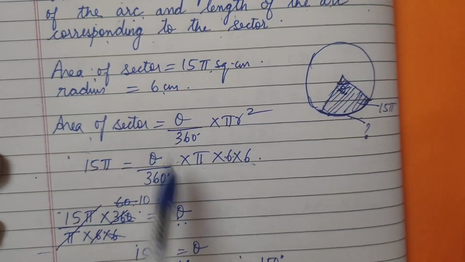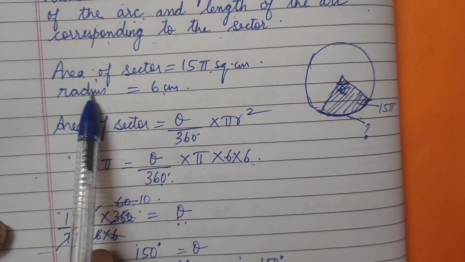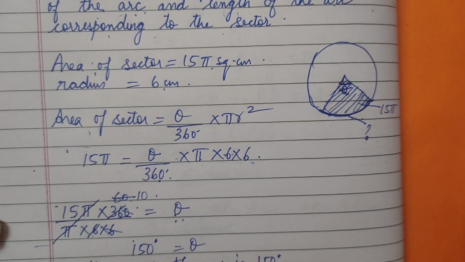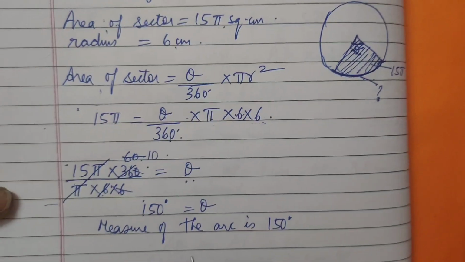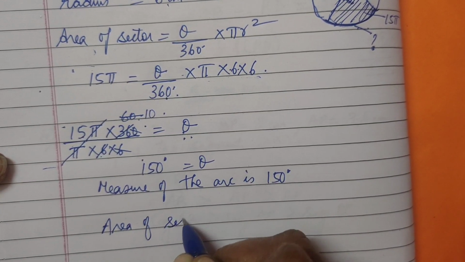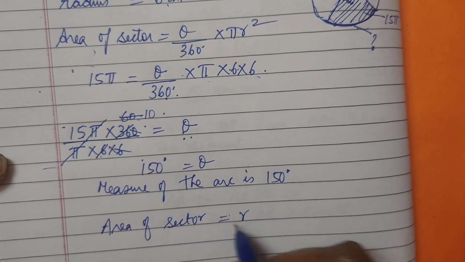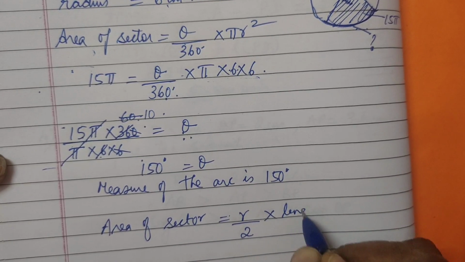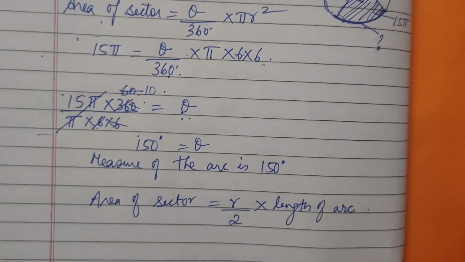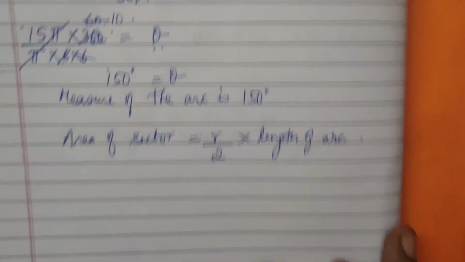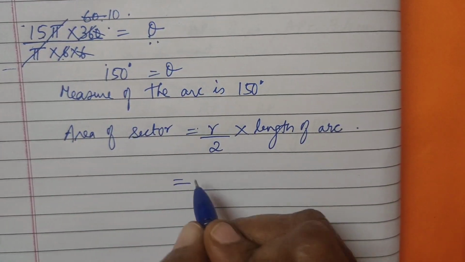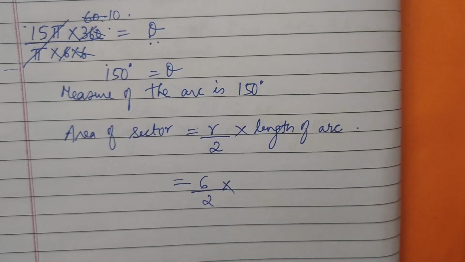Do you remember dear, when the area of a sector is given and radius is given and asked to find the length of the arc, we have a short formula, a small formula, that is what? Area of a sector equals R upon 2 into length of arc. Remember this formula? Immediately you should remember this one. Then only it will save our time. Then R is how much given? R is 6 given already, radius 6 upon 2 into.